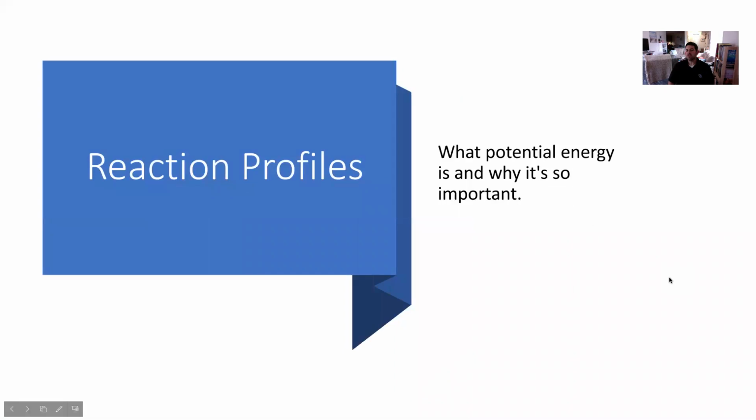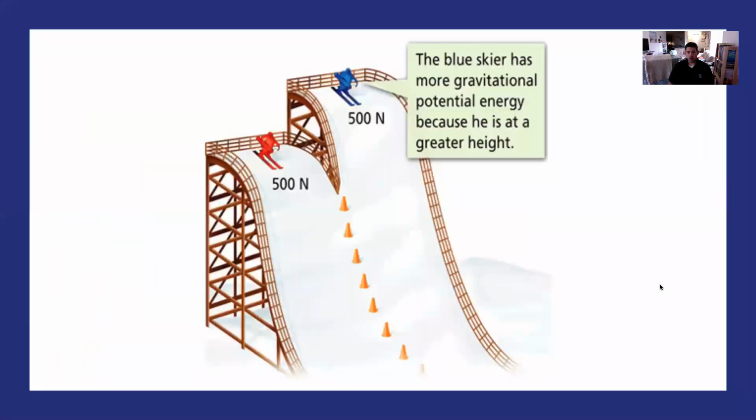So we're really focusing on the reaction profiles, but the reaction profiles include potential energy. What potential energy is and why it's so important is something that you should learn by the end of this video. I love talking about potential. When we're on the second floor, I always tell everyone that they have potential, right? Because one form of potential energy is gravitational potential energy. The higher you are, the more potential energy you have, right? So in this picture, our skier in blue has more potential energy than the skier in red because the skier in blue is at a greater height.